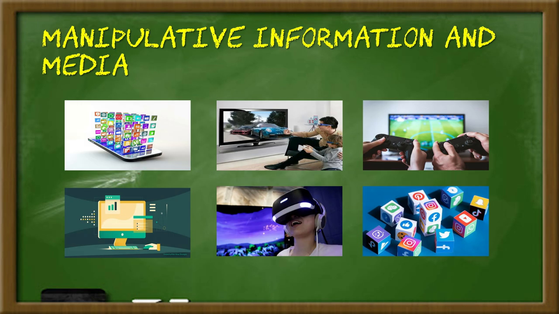Manipulative information and media allow interactivity or two-way communication between users or between a user and computer software. It can be accessed using several platforms including mobile apps, 3D TV, video games, interactive websites, immersive environments such as virtual reality, and social media.